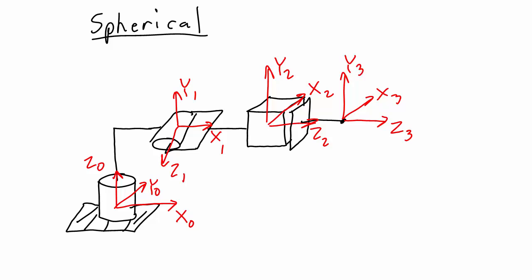Next, I need to label the joint variables. For the revolute joints, I make sure that these joint variables follow the right-hand rule. And I number the joint variable to indicate which frame that joint variable affects. Lastly, I need to go back and label all of the link lengths.